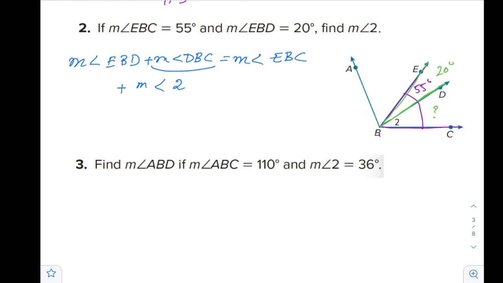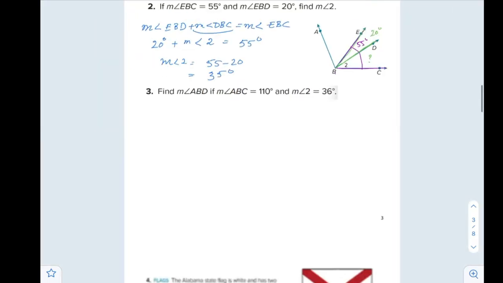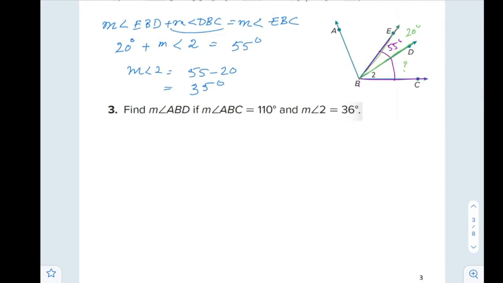The measure of angle EBD is given to be 20. The measure of angle EBC is given to be 55. So the measure of angle 2 is 55 minus 20. Of course, you can do it mentally, but we are now using the postulates. We have done lots of exercises before, and this is 35 degrees. Brilliant. Fine.